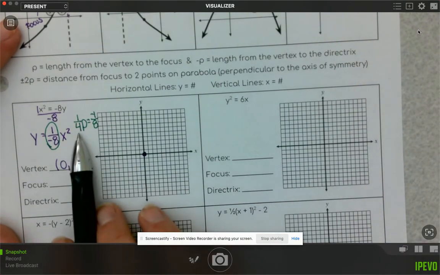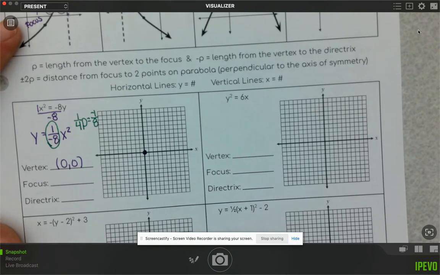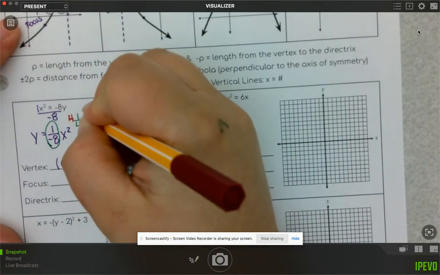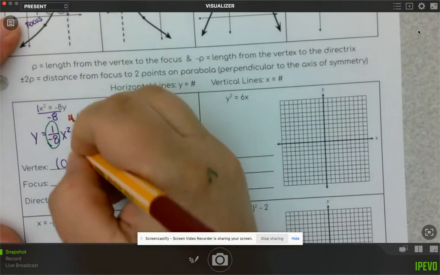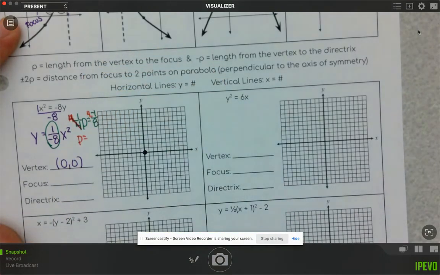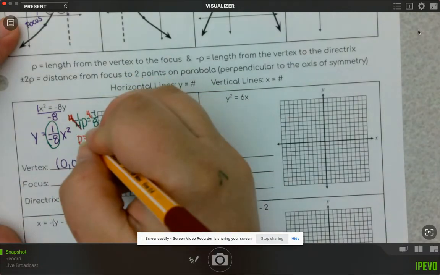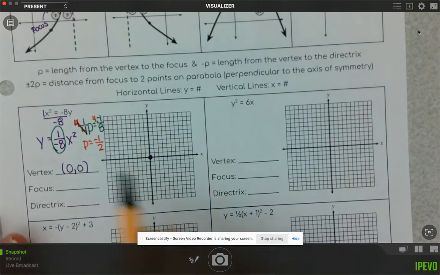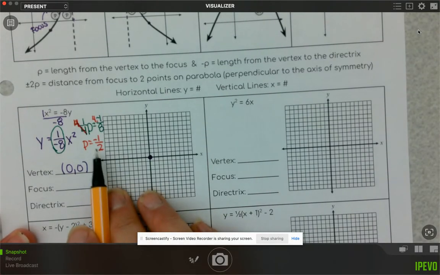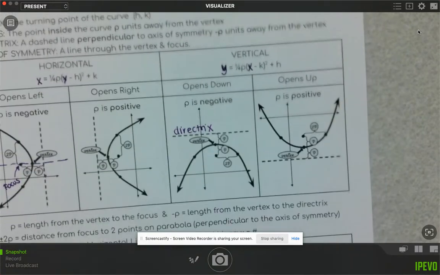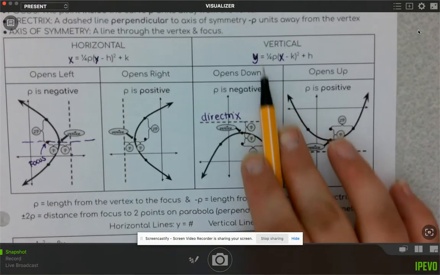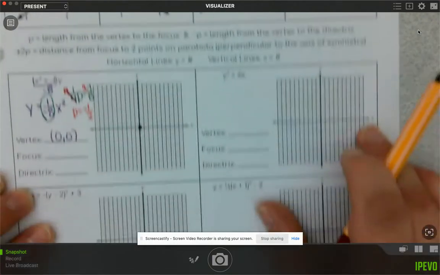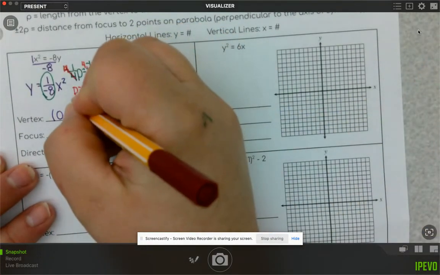After we talk about it this first time, you can use it as a pattern. If I want to get rid of that 1/4, I multiply by the reciprocal, which is 4. So then it's p equals, and instead of writing -4/8, I'm just going to write -1/2. Okay, p is negative and y is by itself, so it's going to open down. Always decide that before you do anything else.